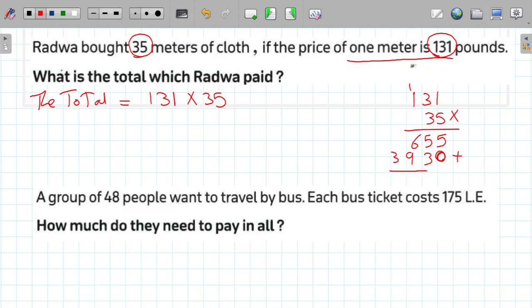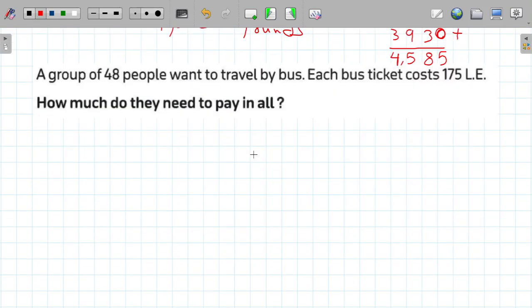And after that we will add them together. So I have 5 plus 0 equals 5. 5 plus 3 equals 8. 6 plus 9 equals 15. So I will write 5 and carry up 1. 1 plus 3 equals 4. So the price will be 4,585 pounds. Okay, let's try another one.